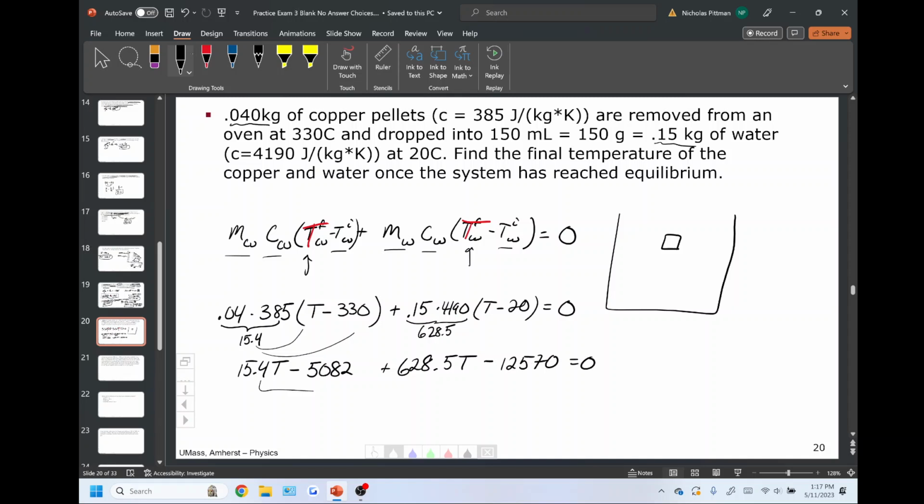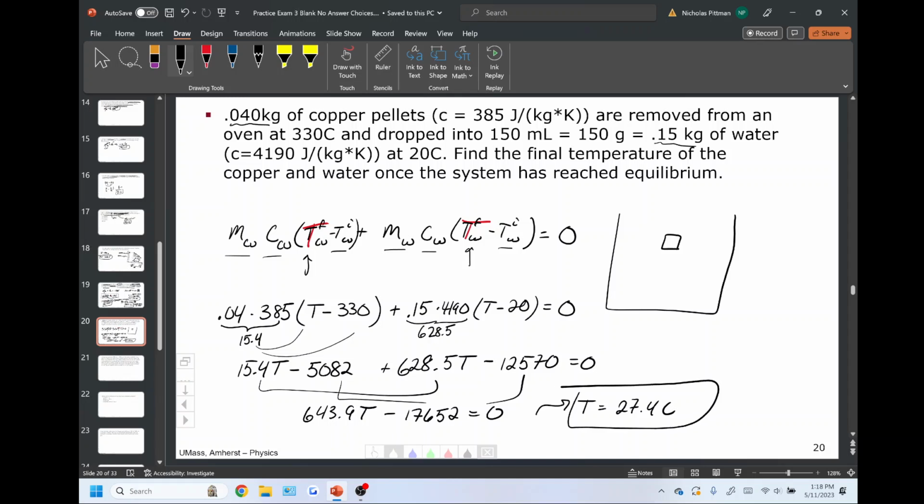Okay, now I combine these two, right? It's like 2t plus 3t equals 5t. So 628.5 plus 15.4 gives me 643.9t. Now I'm going to combine the two constant numbers, 5082 and 12570. Okay, now I move 17,000 over to the other side and divide through by 643.9 to get t. And I get t equals 27.4 Celsius.